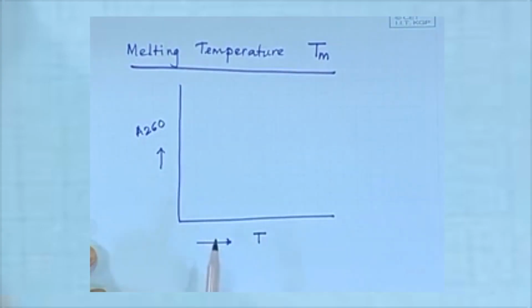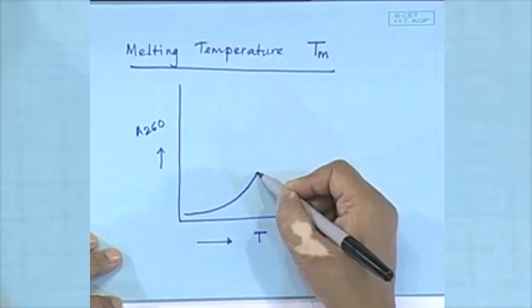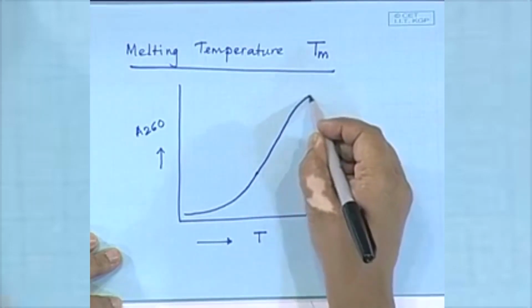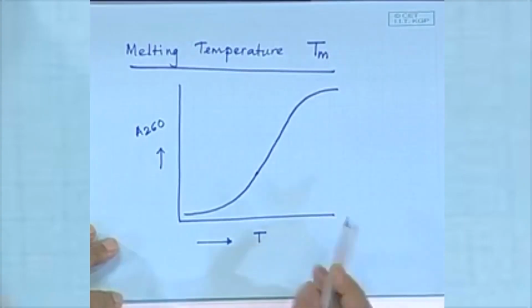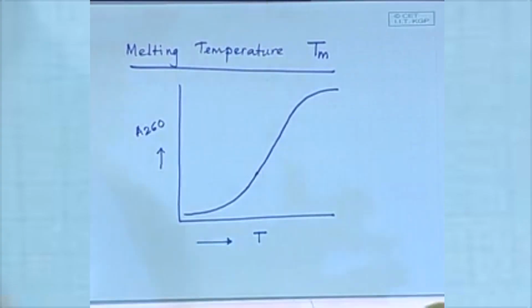As I increase the temperature, what is going to happen to my double stranded DNA? It is going to come apart, right? As it comes apart, what is going to happen to the absorbance? It will increase. That's exactly what happens. But will it keep on increasing? It will come to a point where all the bases are exposed. So, what will happen to the absorbance then? It will not increase anymore basically. So, we will get something like this.